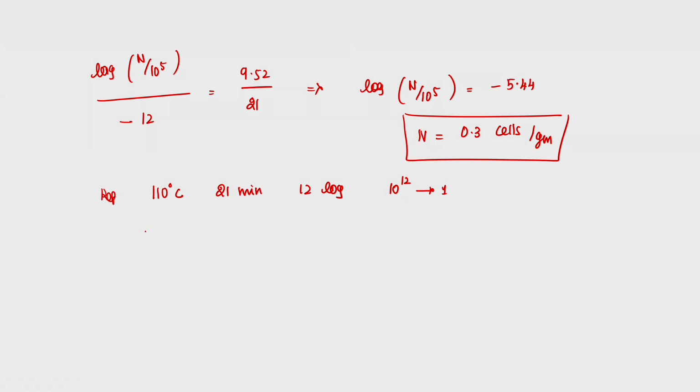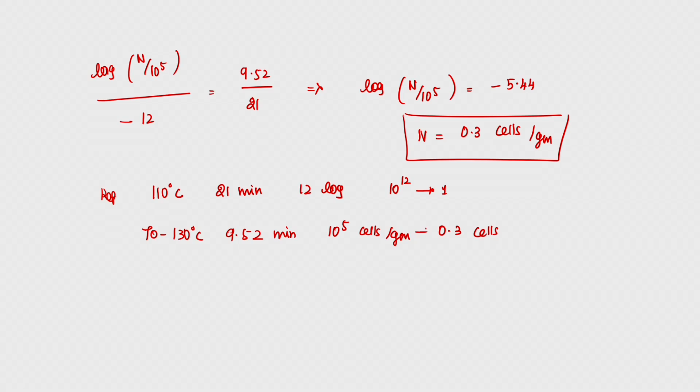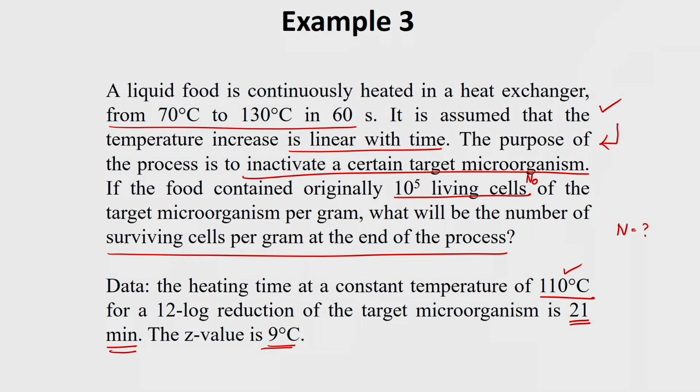So, what we have done is, we have done the linear heating, that is from 70 to 130 degree centigrade of about 9.52 minute. So, how much we got? The initial spores are 10 to the power of 5 cells per gram. So, we could reduce to 0.3 cells per gram. So, this is the answer what they asked for.